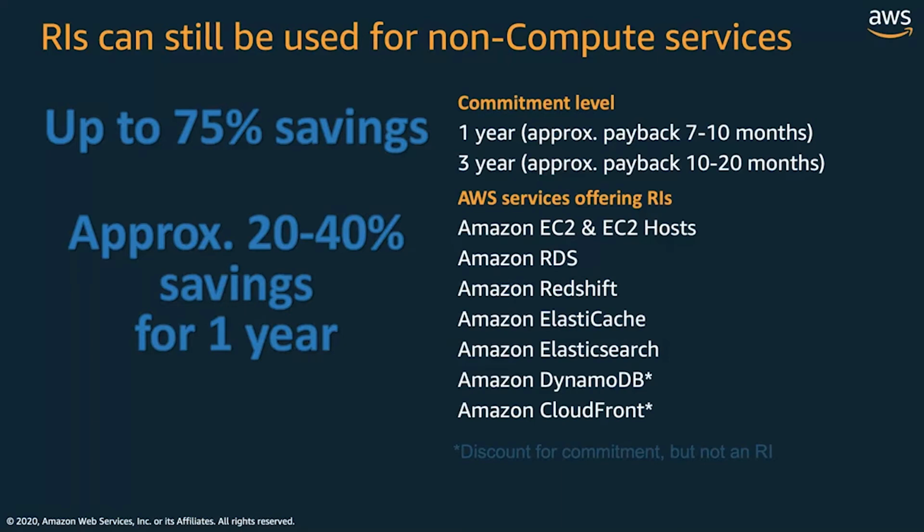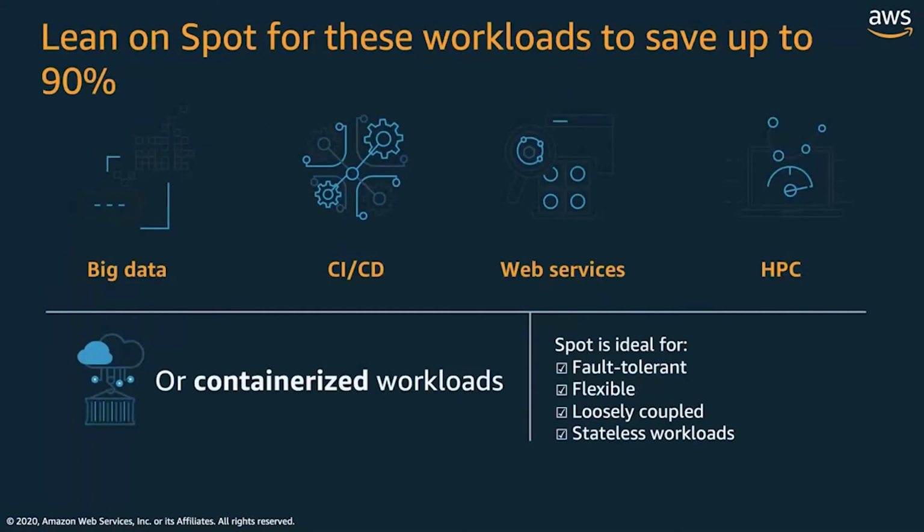Elasticsearch is our document search solution that allows you to stand up ELK stacks in the cloud. DynamoDB is a NoSQL key value database, and Amazon CloudFront is our content distribution network. So even though these are higher layer services, the foundational components for these services are still virtual machines. So we're able to offer RIs in conjunction with these services as well.